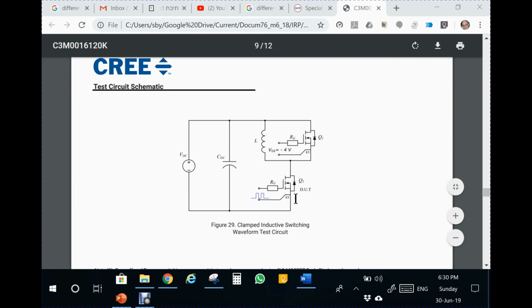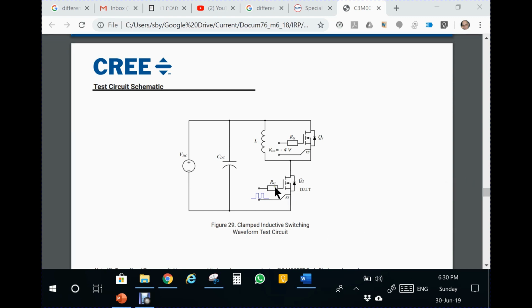Okay, we have the device under test. This is the device under test, and then we have a similar device here, and then we have an inductor here. Okay, this is a voltage source. The current of this lower device has to be measured, it doesn't show here. We measure the current of this device. We measure the voltage on this device.